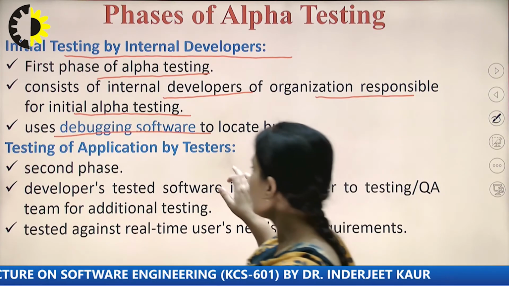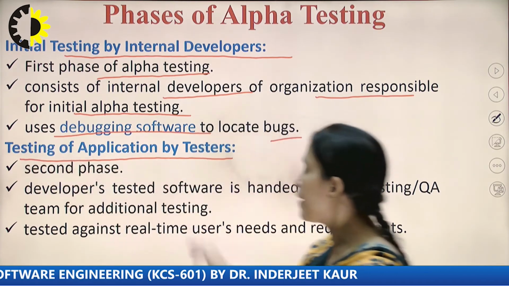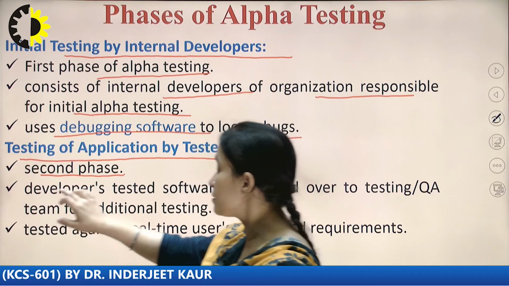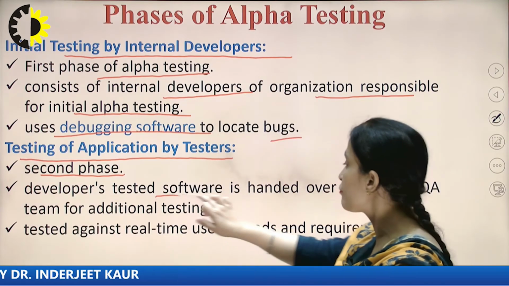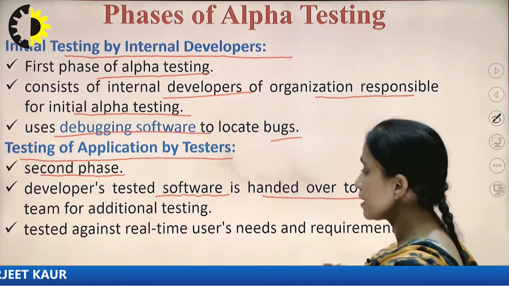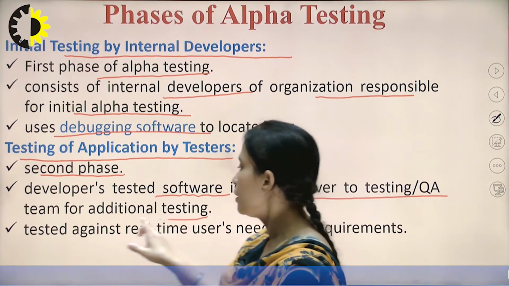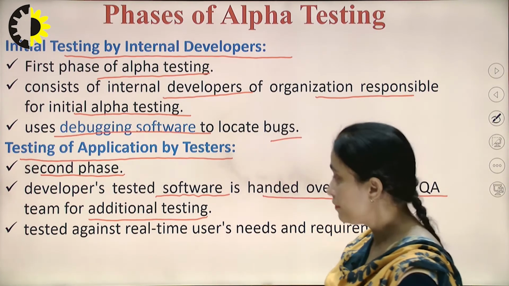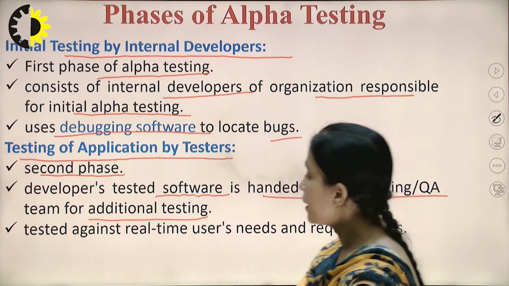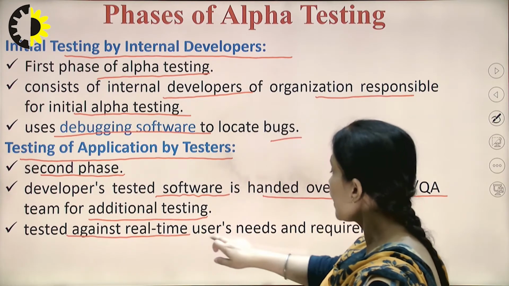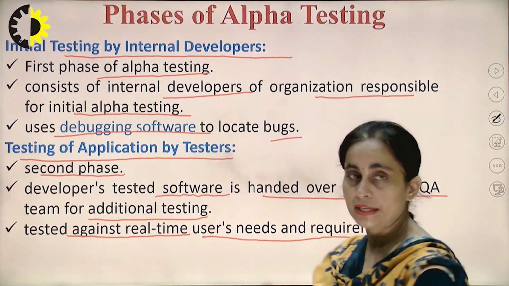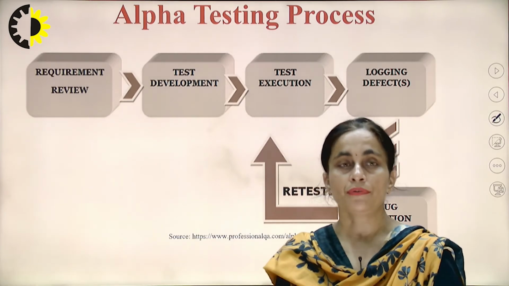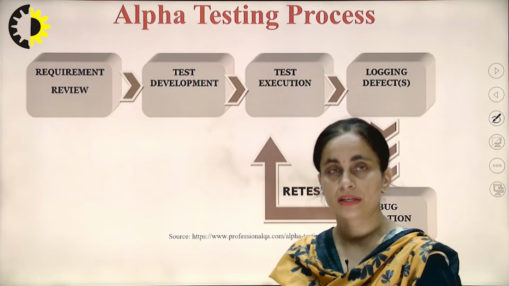Then moving on to the second, that is testing of the application by testers. I can say this is my second phase. The developer-tested software is handed over to the testing team or quality analyst team for performing the additional testing which was left out by the developer side, or we can say it is tested against the real-time user requirements and needs. Rather than giving it in the controlled environment, now it is handed over to an open, real-time environment.